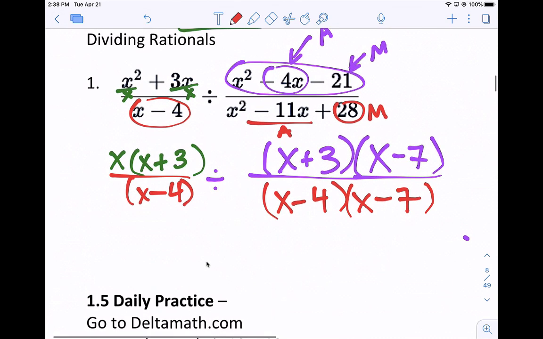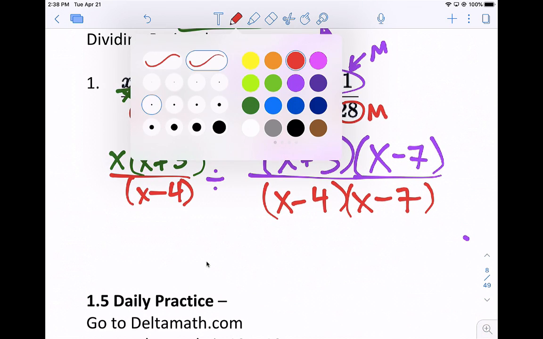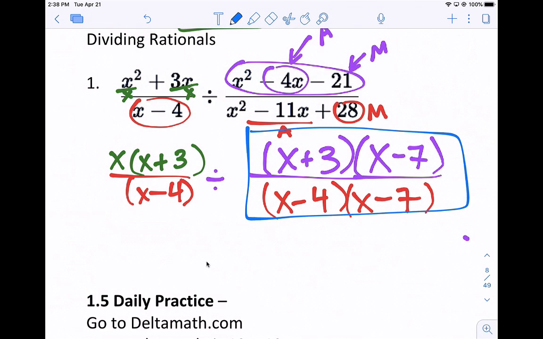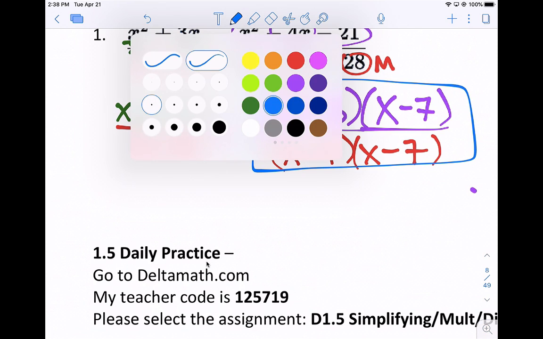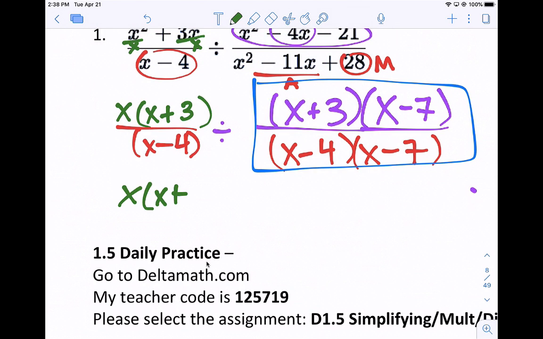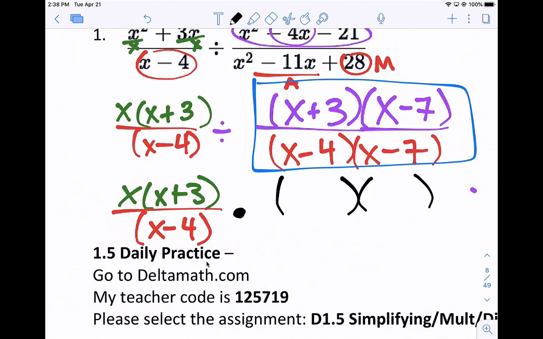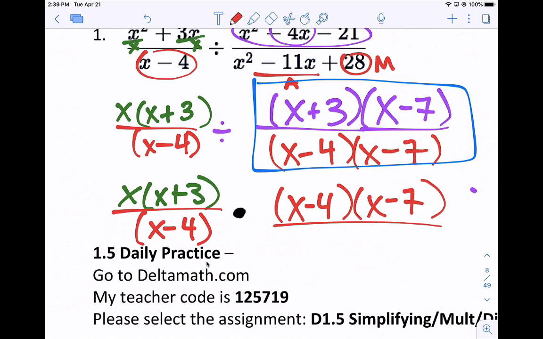Okay, so first up, factor. Second step, take that second fraction and you are going to flip it and then multiply it to the first. The first one you keep the same: x plus 3 over x minus 4. But then it's times, and we're going to flip the fraction. I should keep my colors the same. So now the numerator becomes the denominator and the denominator becomes the numerator. So we have x minus 4, x minus 7 now on the top. And then we'll flip the x plus 3, the x minus 7 to the bottom.